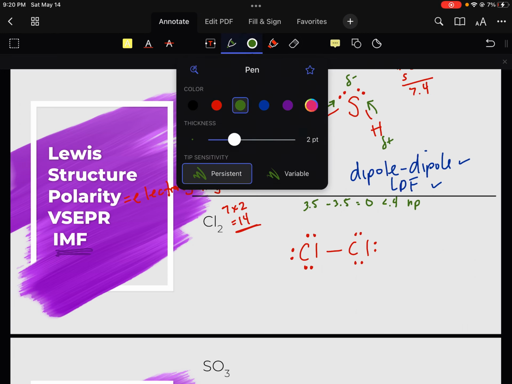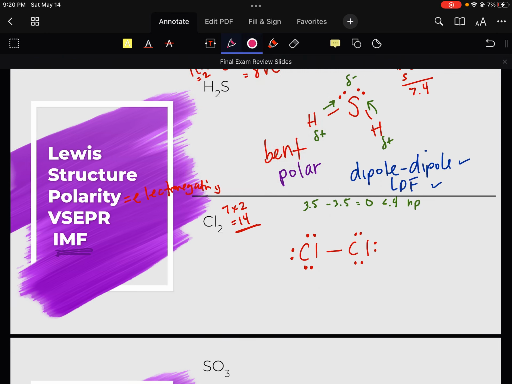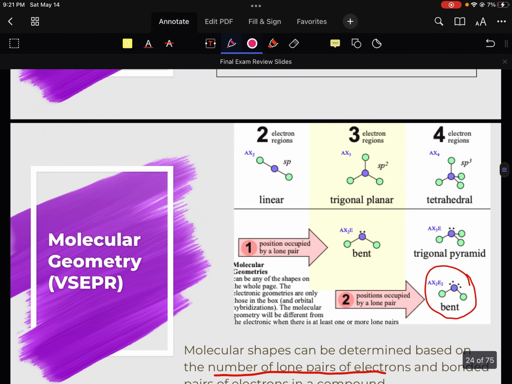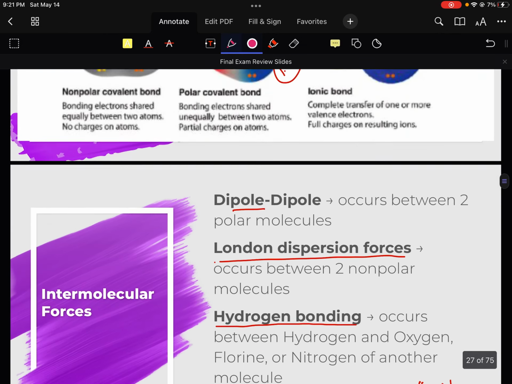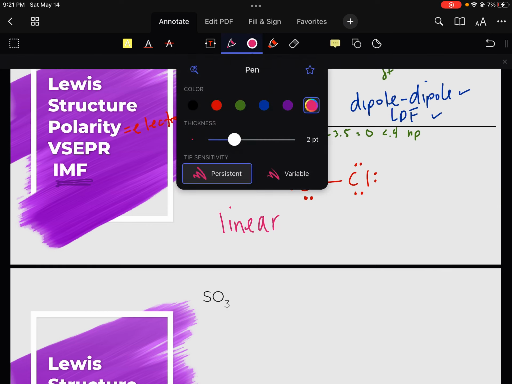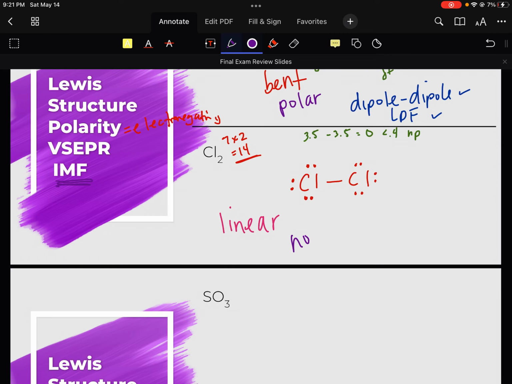And then when I think about my shape, it's just in a straight line. So when I come back up here and look, here it is. It's just in a straight line, so this would be linear. We'll write nonpolar. And for nonpolars, there's only LDF for your IMFs.